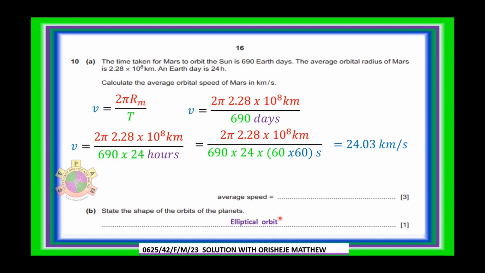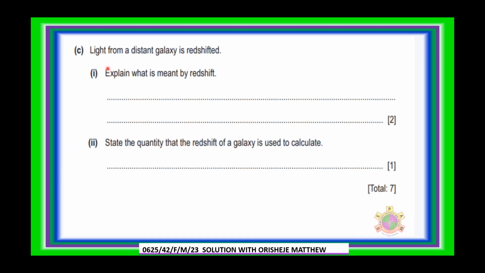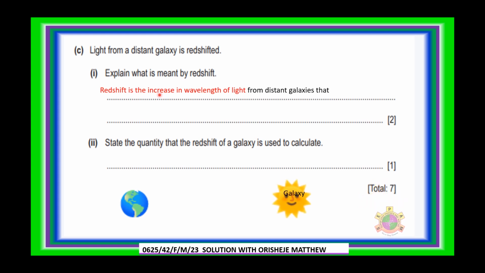A galaxy is redshifted. Explain what is meant by redshift. If you have Earth, then you have the galaxy. As the galaxy is moving away from the Earth, what happens? The light that is traveling from here will experience a shift in the wavelength. Redshift is the increase in wavelength of light from a distant galaxy that occurs as the galaxy moves away from the Earth. So there is an increase in the wavelength of the light when the galaxy moves away from the Earth, as you see from this simple animation.